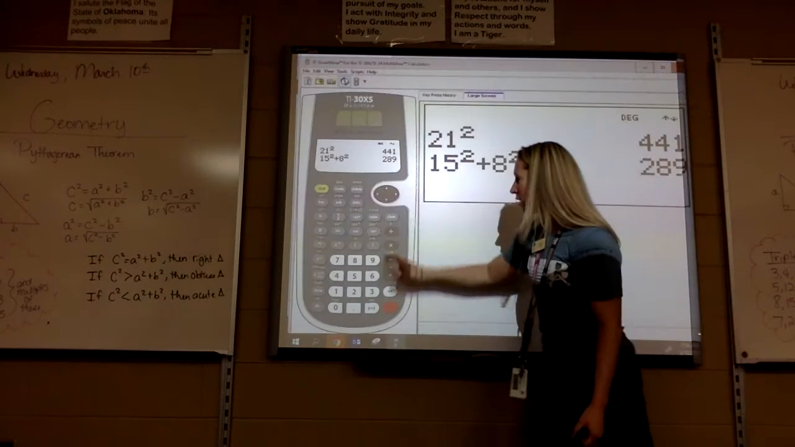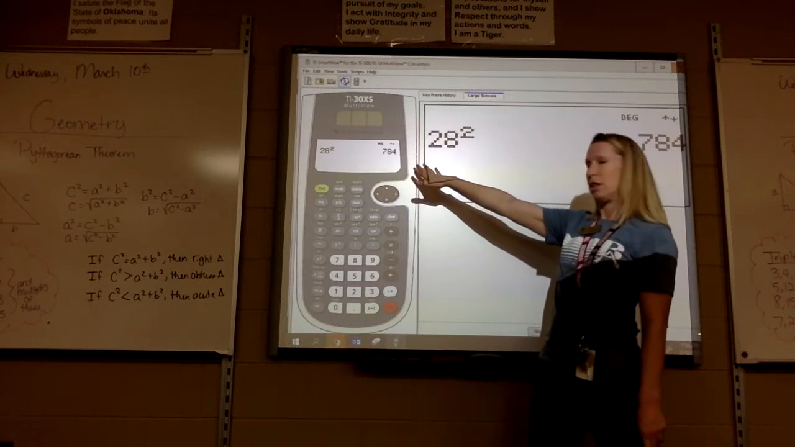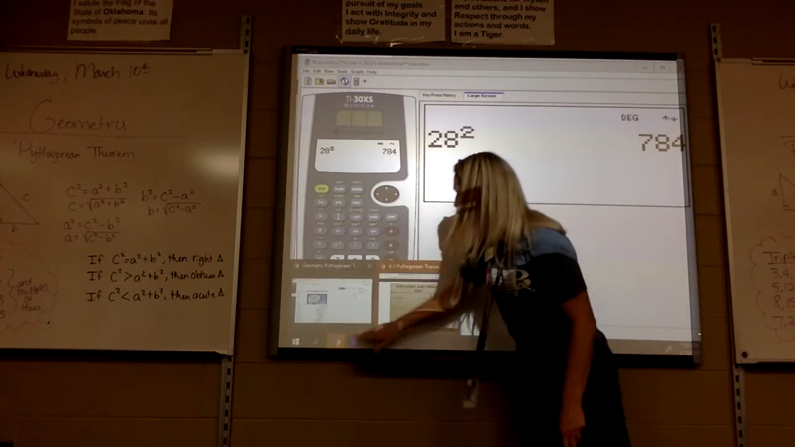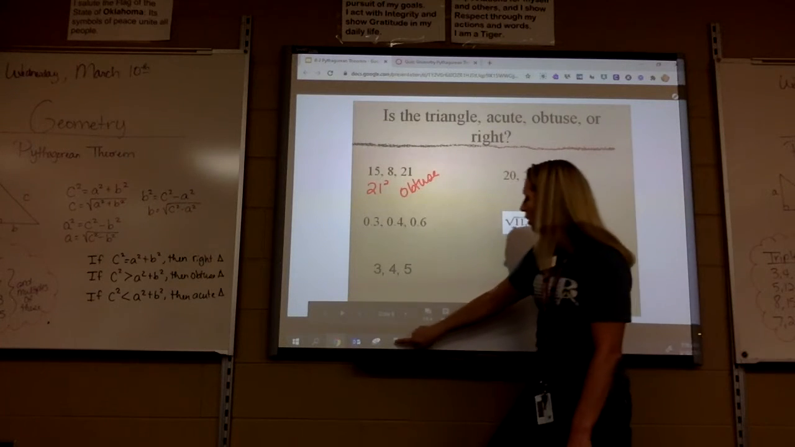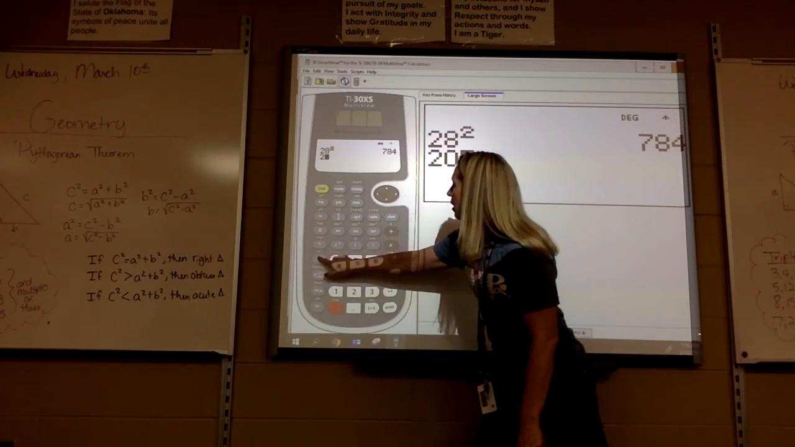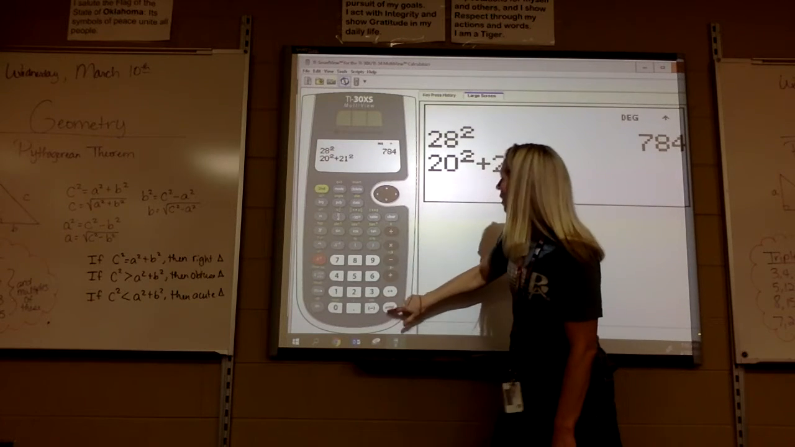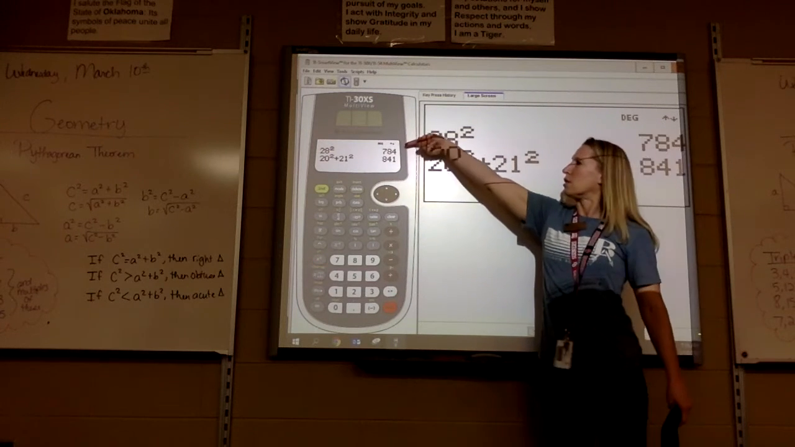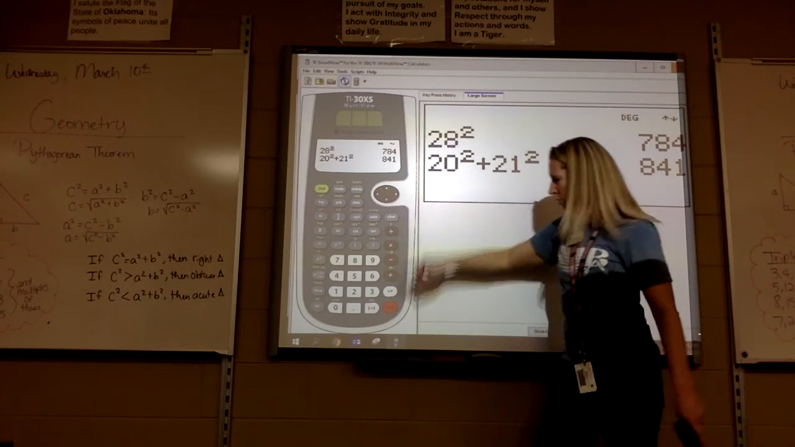Okay. Which one of these numbers would be our c? 28. So that's what I do. I just start with the c squared first. 28 squared, put it in my calculator. Then I'm going to compare that to a squared plus b squared. So 20 squared plus 21 squared. So the c squared is smaller, so it would be acute.